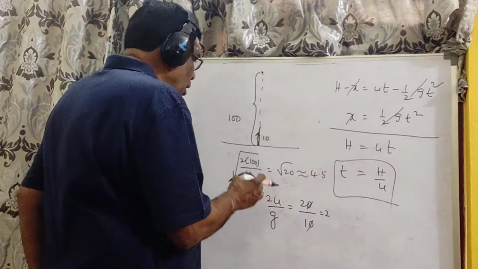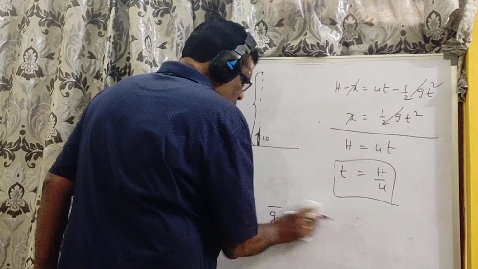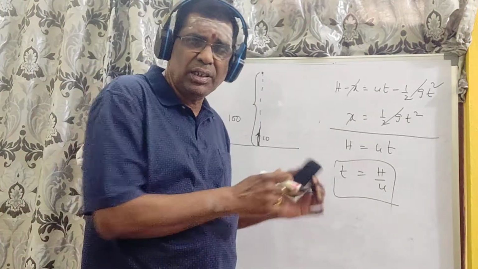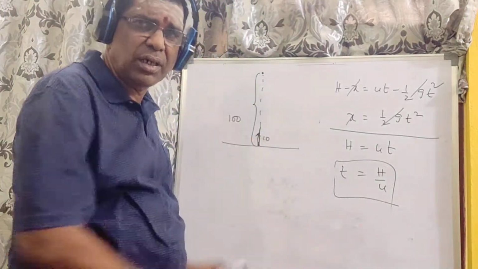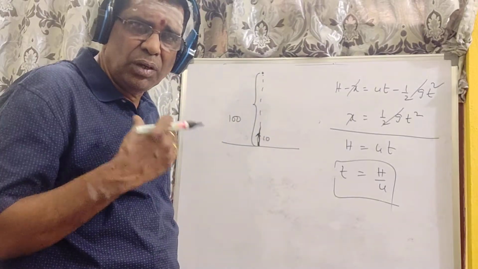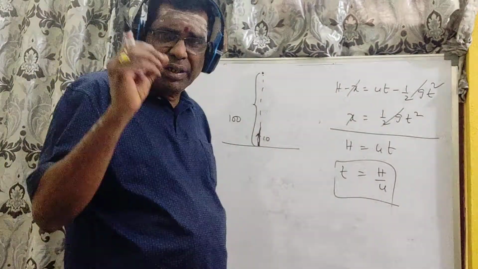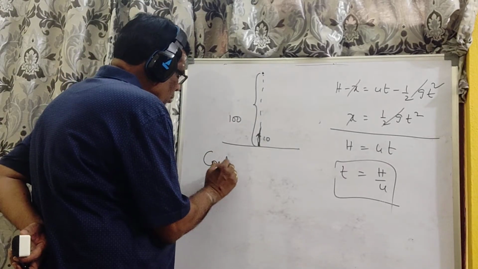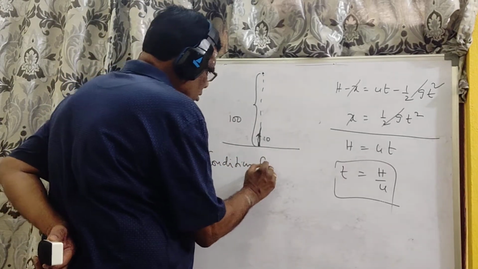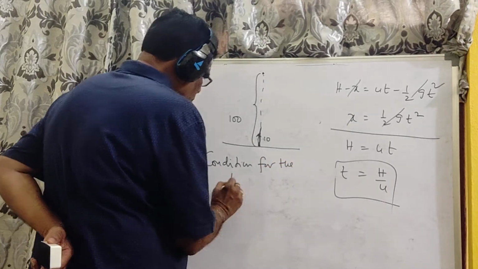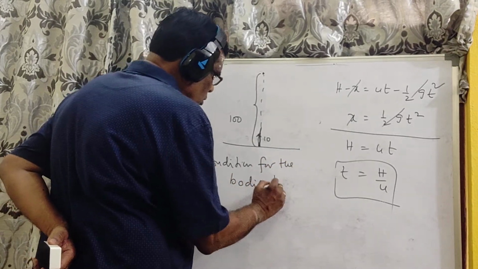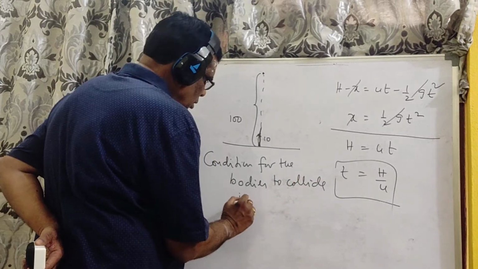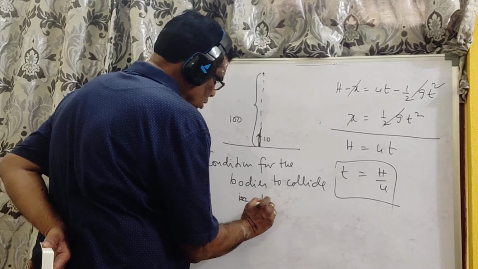tenable. Now, if that is the case, what is the condition for the, first of all, these bodies meet only on the ground. Now I want to now get for such a model, my first condition is, what is the condition for the bodies to collide above the ground?